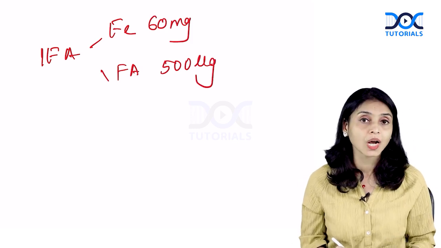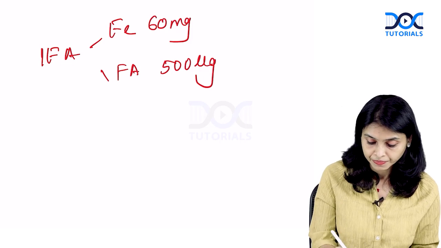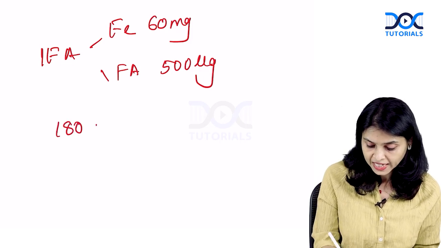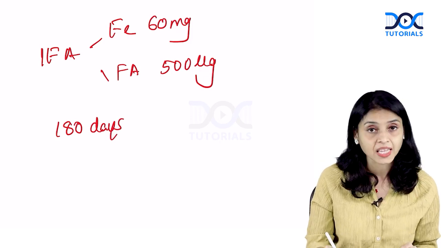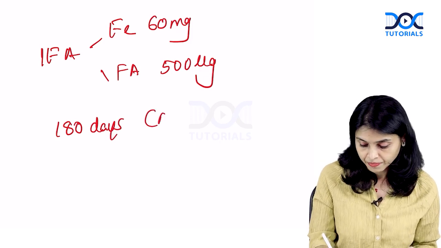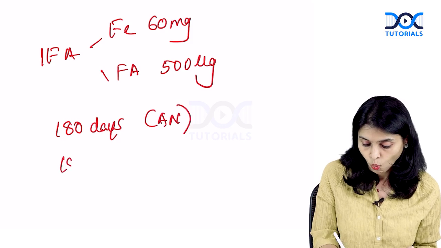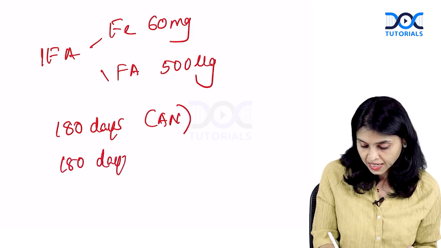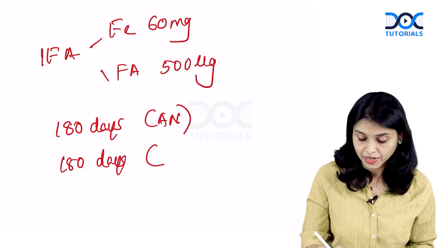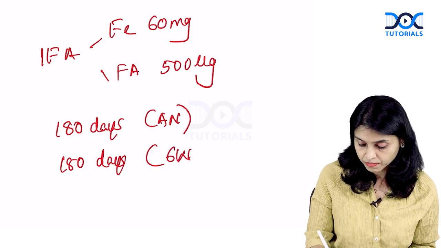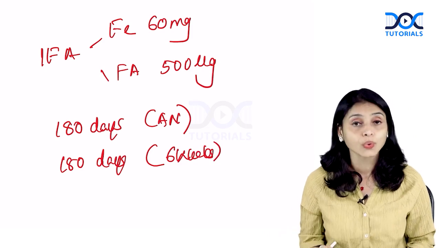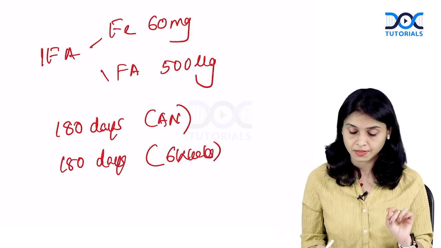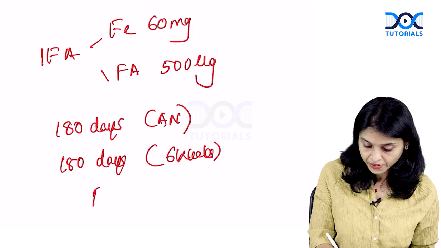Next MCQ. How many should be given? 180 days every day, right? 180 days in the antenatal period and 180 days after delivery up to 6 weeks. Okay. Is it clear? So this is how you give iron folic acid and the color is red.